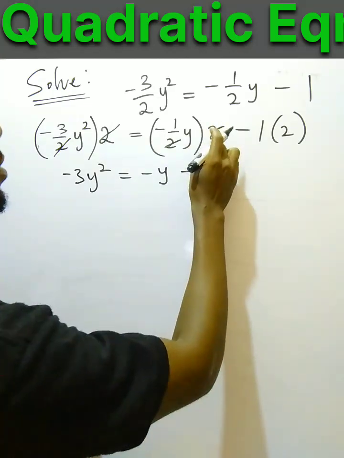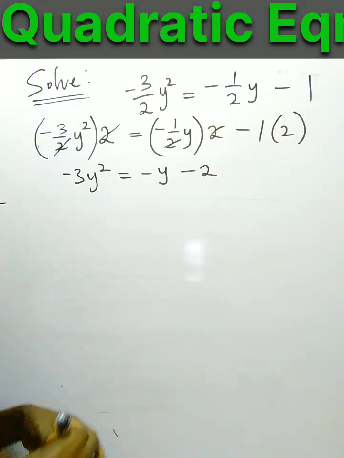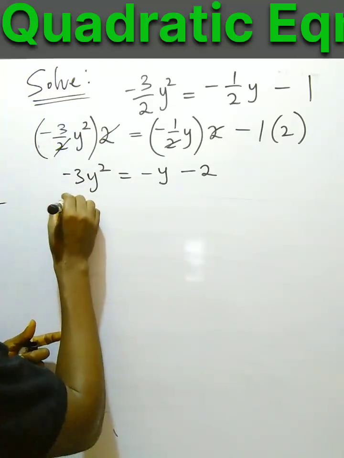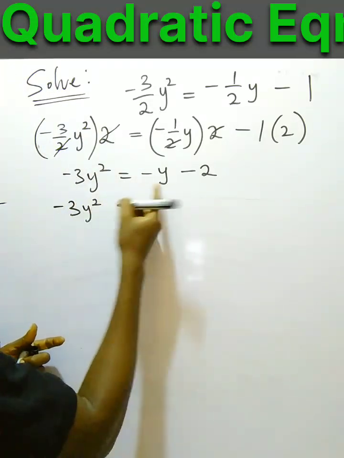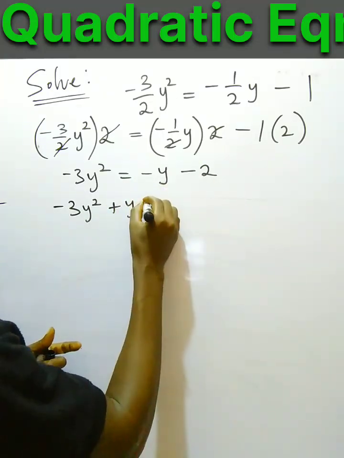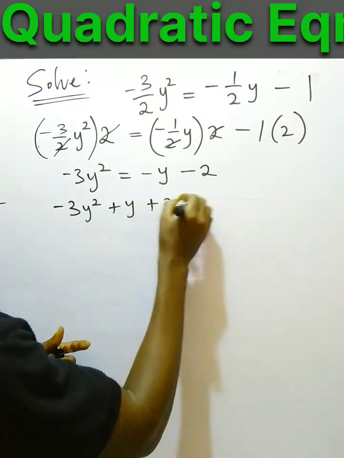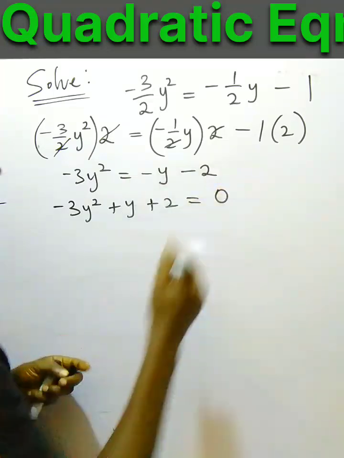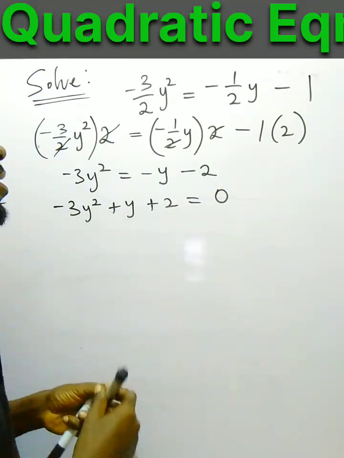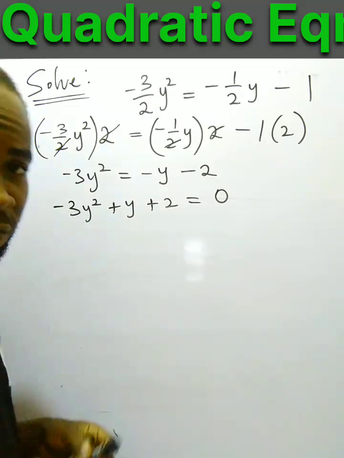Do we get that? Now, next, I'm going to rearrange 3y squared. If I bring this one down here, it becomes plus y. I bring this one down here, it becomes plus 2. And then there's nothing left, it's 0. So I'm now having all the terms in whole numbers.